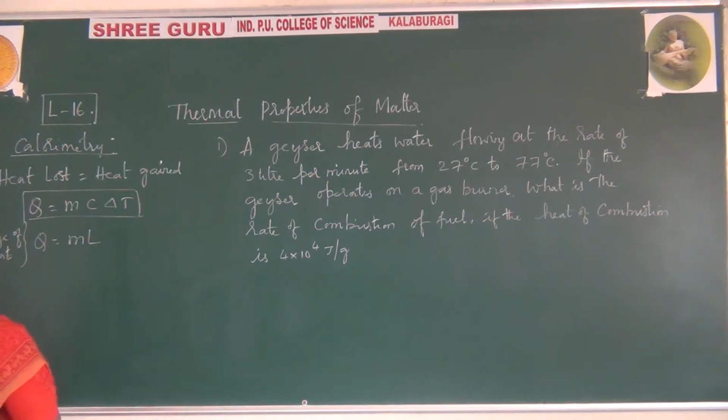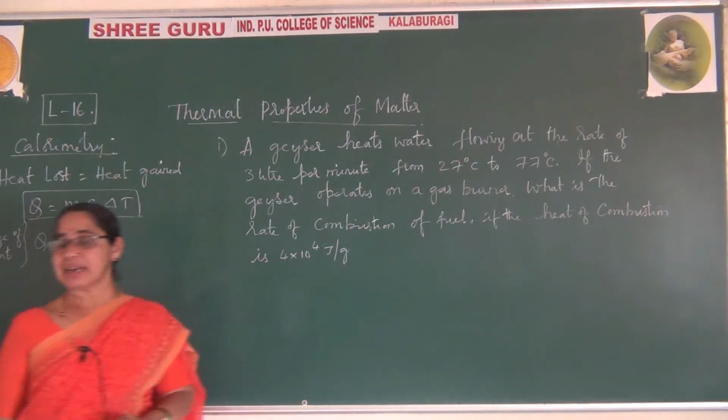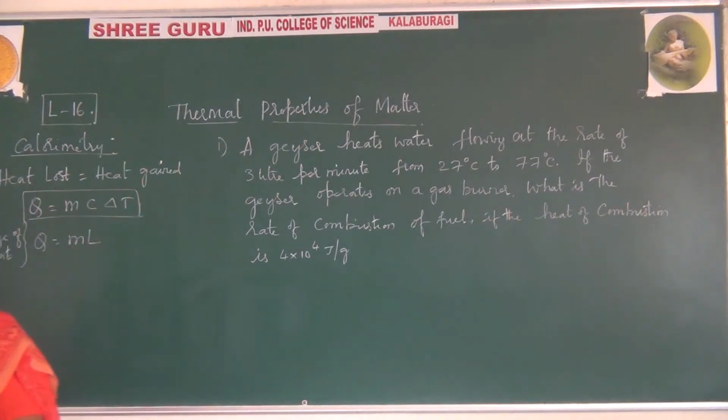That liter should be converted to grams because here they have given the rate of combustion in grams. So let me convert this to grams. As you know, 1 liter of water is equal to 1 kg. So when 1 liter of water is equal to 1 kg, here they have given 3 liters. Naturally it is 3 kg, and 3 kg is 3000 grams. So using these conditions you have to calculate. That conversion you have to make here.